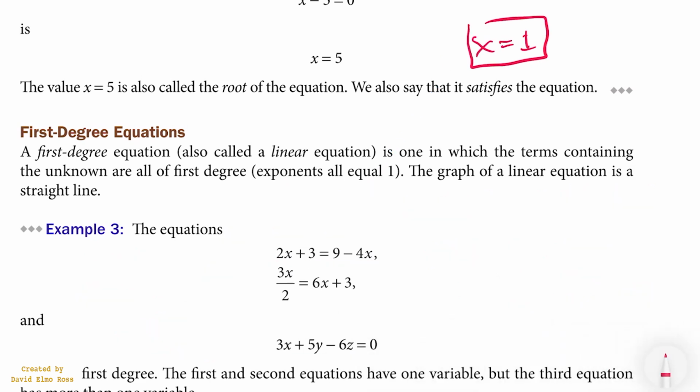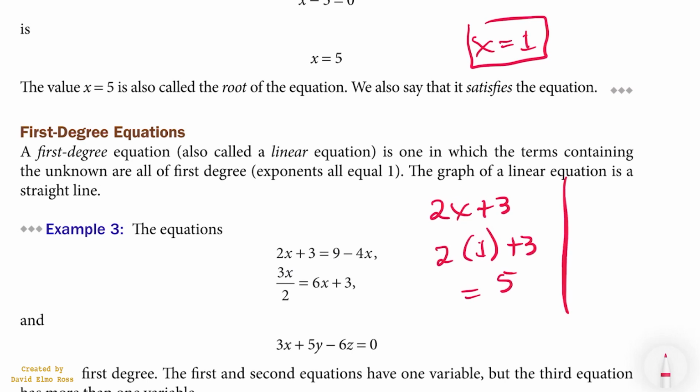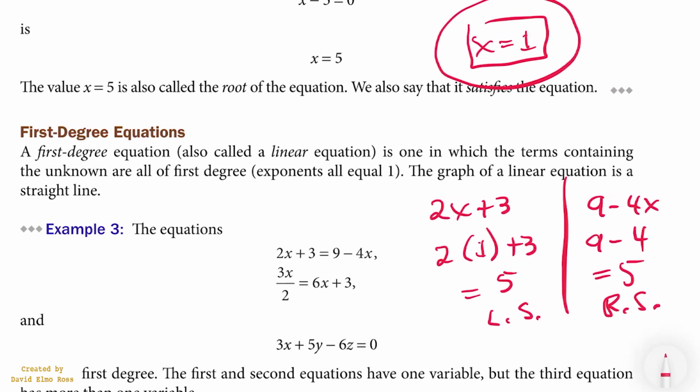Now that we have our solution, let's substitute it into the left side. So that's 2x plus 3 on the left side. So if we substitute in, it's 2 times 1 plus 3 on the left side, which is equal to 5. Let's take a look at the right side. That's 9 minus 4x, which is equal to 9 minus 4, which is equal to 5. So this is our left side, this is our right side, and we can see that they balance, so x equals 1 is indeed our solution for this problem.